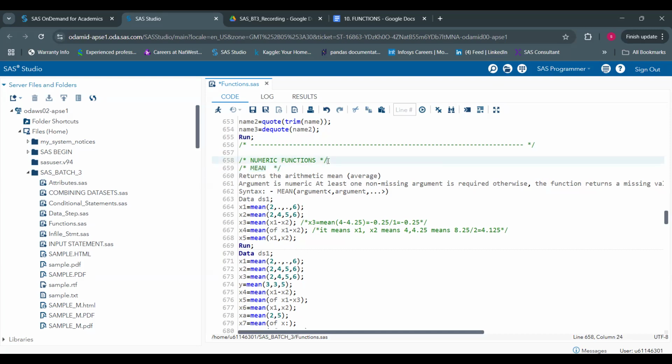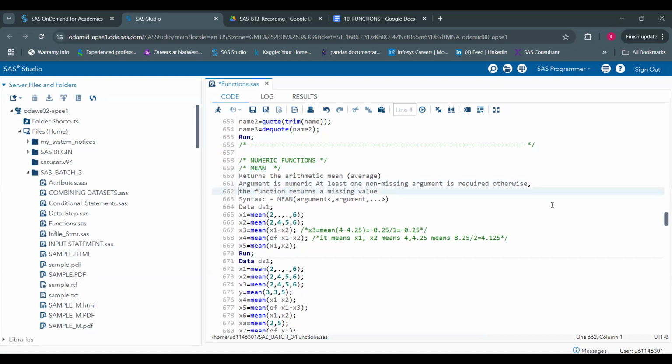Now you might have learned this mean function during schooling, or in your +1, +2. Do you know the use of mean, ma'am? Ever heard of it? Yes, yeah.